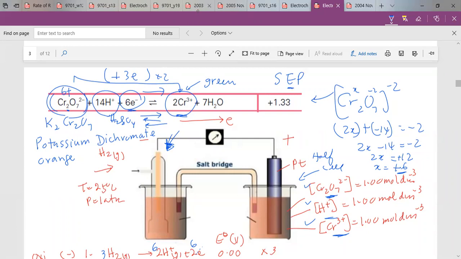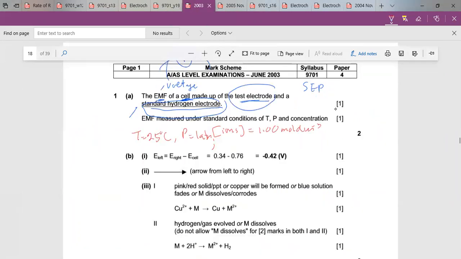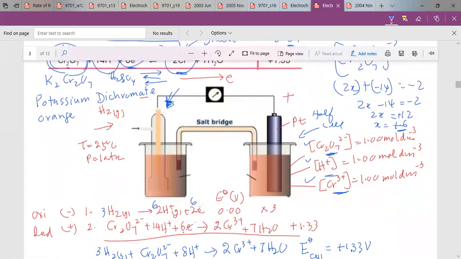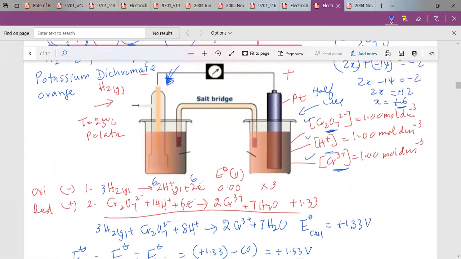Plus electric potential. Let's look at the definition again. The EMF of a cell of a test electrode, in this case your chromium, Pt/Cr2O7 2-/H+/Cr3+, and a standard hydrogen electrode now. So it's SCP. Remember, this is what we are dealing with here. So if it asks you to draw like that, then draw like that. Next, they always ask you for the poles. First they'll ask you for the poles.